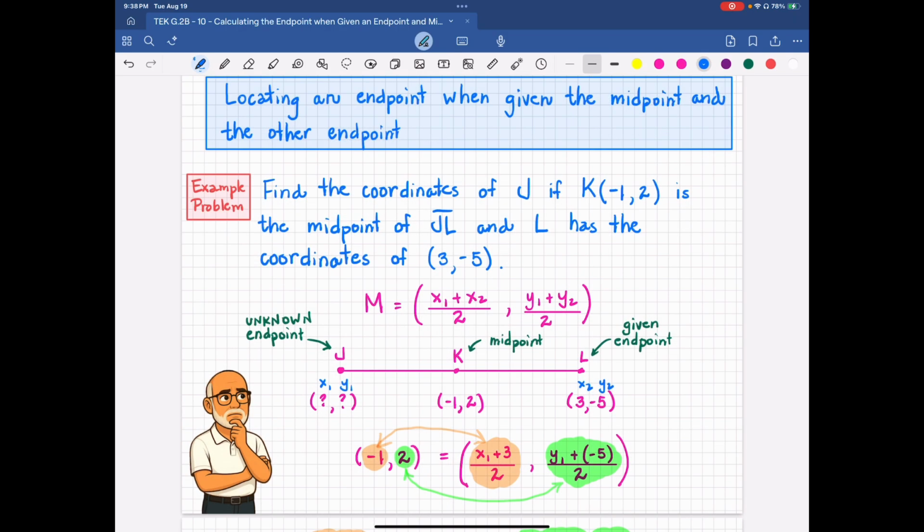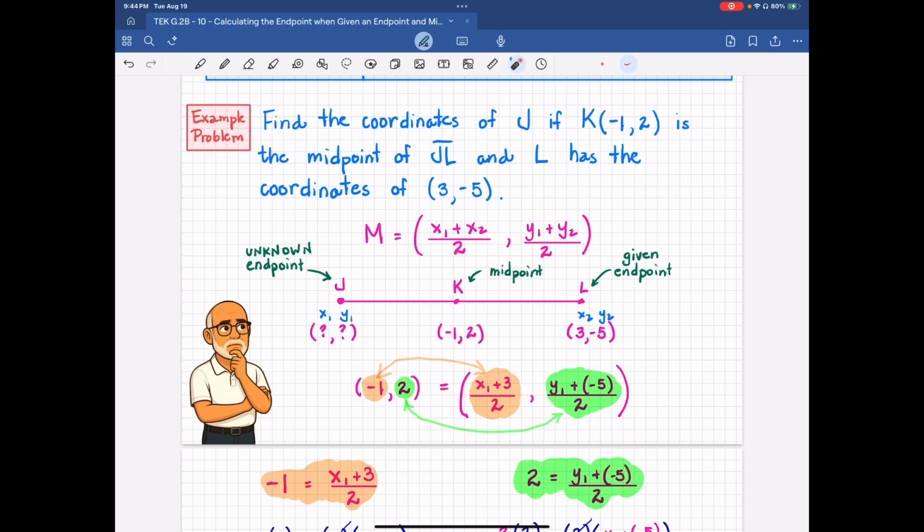In the last video, we located a midpoint when given two endpoints. This is an entirely different situation because now we're going to find the coordinates of an endpoint when given the other endpoint and the midpoint. An example problem would be, find the coordinates of point J if K with the coordinates of -1, 2 is the midpoint of line segment JL, and L has the coordinates of 3, -5.